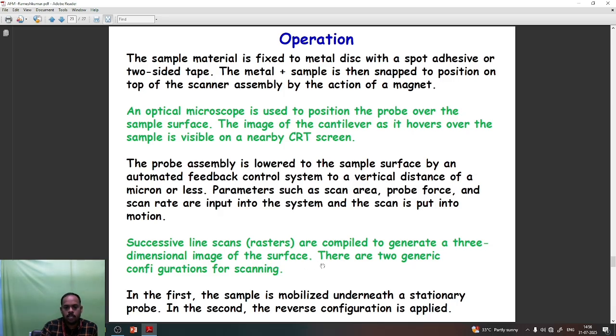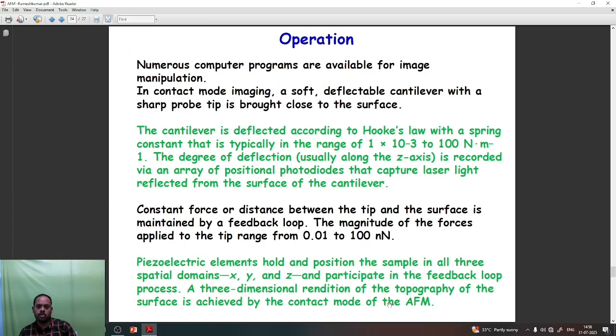So there are two generic configurations for scanning. The sample may be fixed stationary, or the reverse configuration, where the cantilever probe is fixed constantly. So there are two modes of operation: either we fix the sample position constant or the cantilever position constant. So this is a simple operation. Numerous computer programs are available for image manipulation.